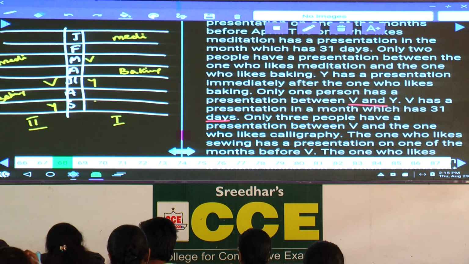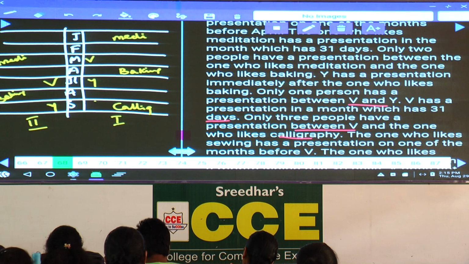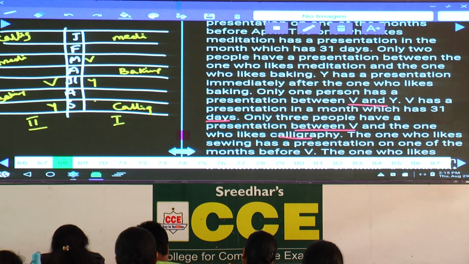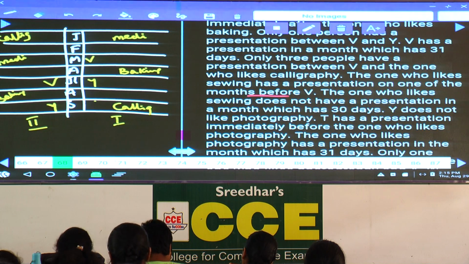And next one, only three people have a presentation between V and the one who likes calligraphy. Between V and calligraphy, there must be exactly three people. Hence, in the first case, the one who likes calligraphy must be in the month of September. And the next one, V and calligraphy. And in the second case, the one who likes calligraphy must be in the month of Jan.